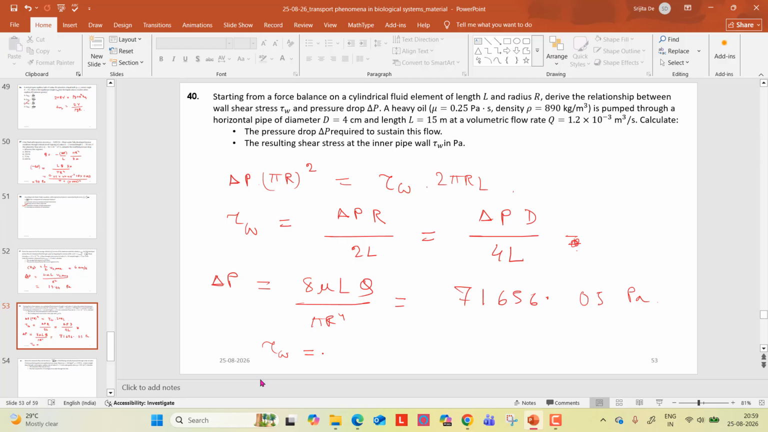Into D is 4 centimeter, right? 0.04 divided by 4L, right? 4 into 15. So it is 47.77 Pascal. So it is coming as 47.77 Pascal.